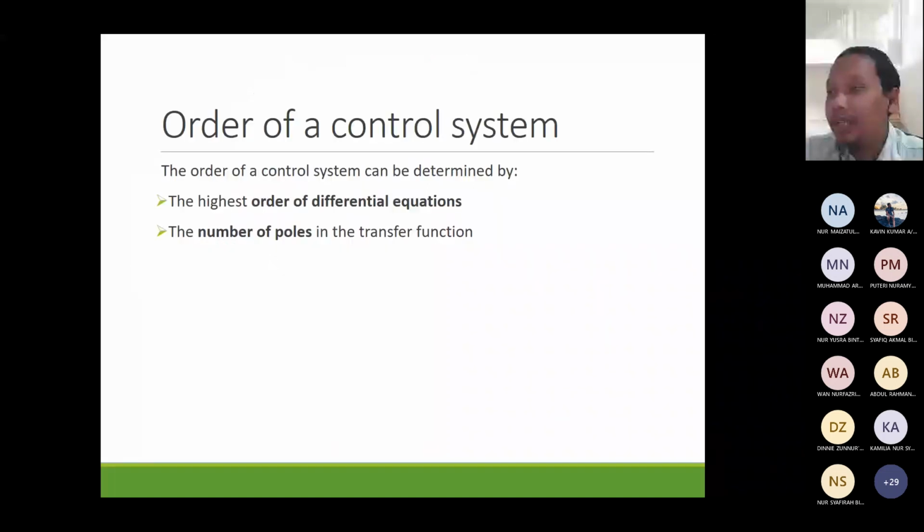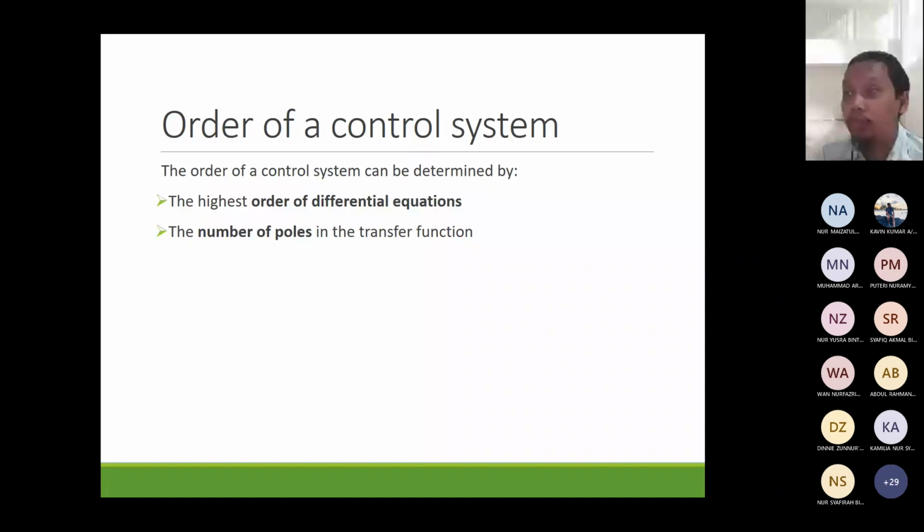Okay, so let's look at the order of control system. Okay, so we have looked at how to use pole and zero to determine the system response. Okay, so now let's look at the application by looking at the order. Okay, so in this case we look at first order, but before that, what is order? Okay, order of a control system.